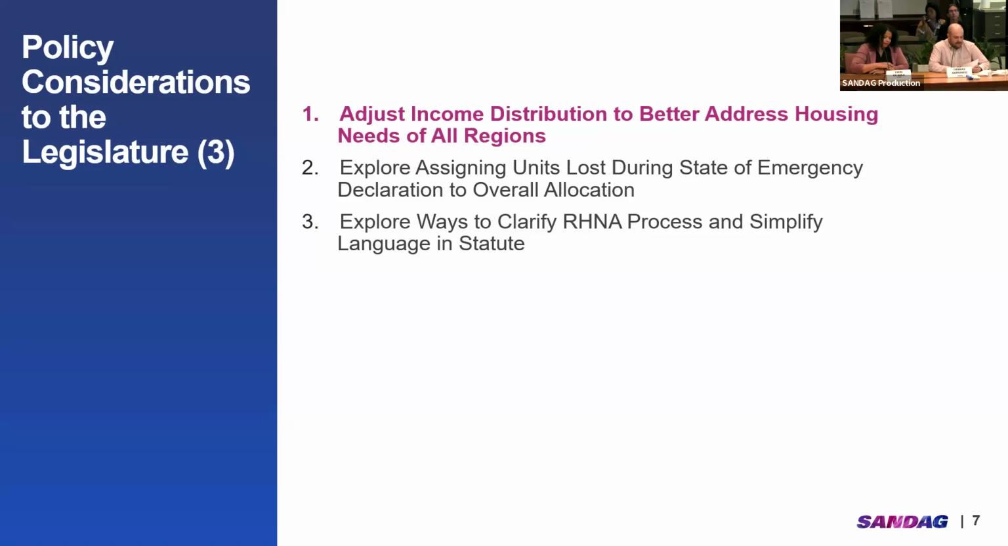Thanks, Tori. So starting with our policy considerations to the legislature. HCD identified these 3 policy considerations that include adjusting income distribution to better address the housing needs of all regions, exploring assigning units lost during state of emergency declaration to overall allocation, and exploring ways to clarify the RHNA process and simplify the language in the statute.